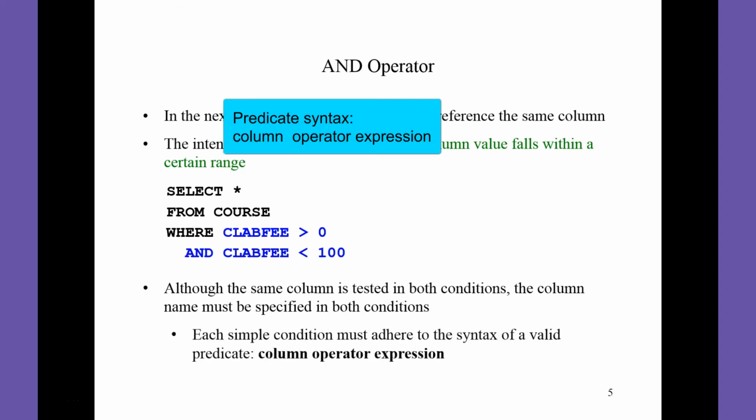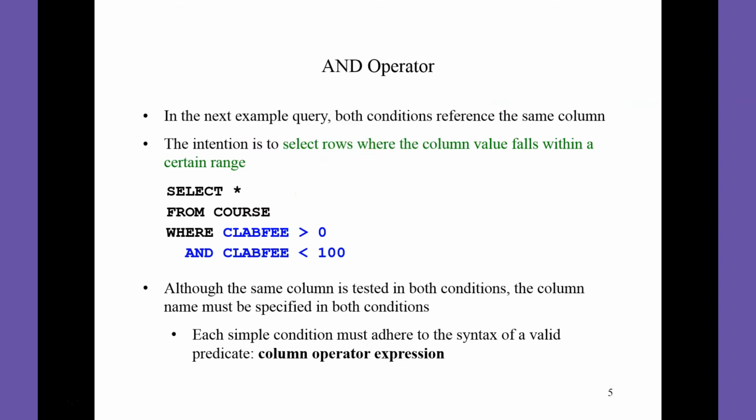Remember that the syntax of a simple condition or predicate essentially takes the form of column, relational operator, and expression. And when we combine 2 predicates, each simple predicate must adhere to this syntax. We also want to mention that it's possible to connect more conditions than just 2, as we've shown in our current examples. For all practical purposes, there's no limit on the number of conditions which can be used in a where clause.